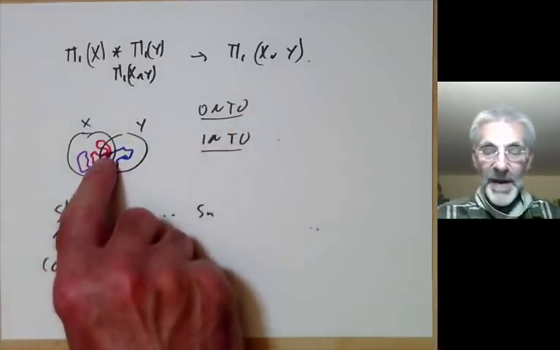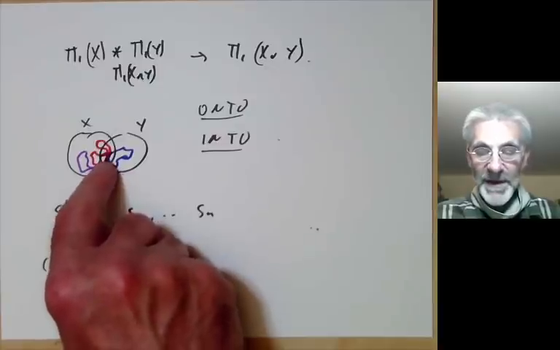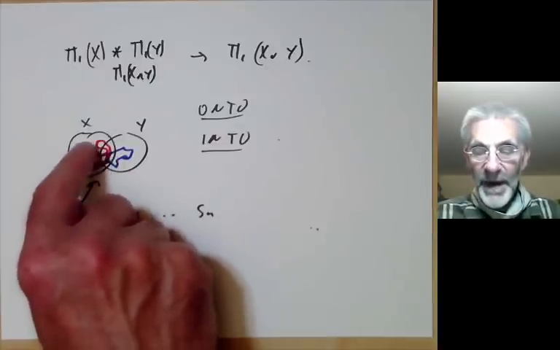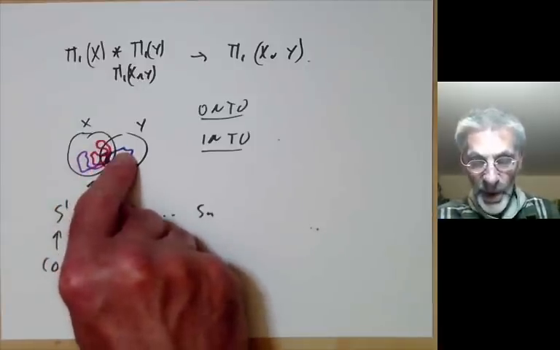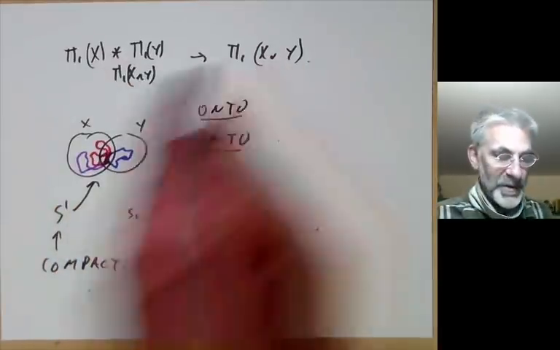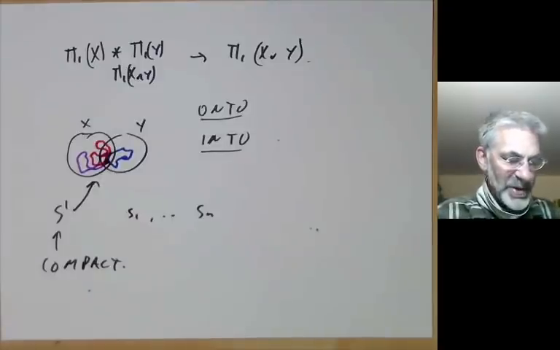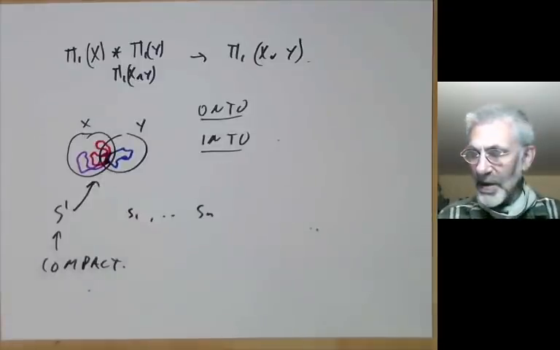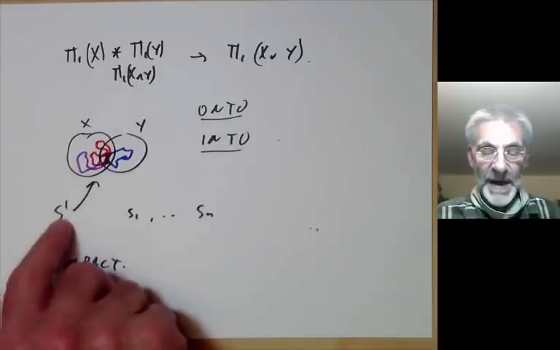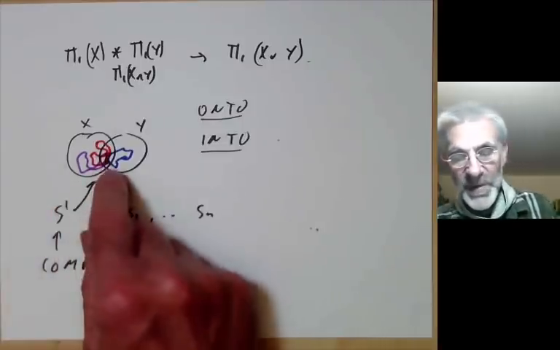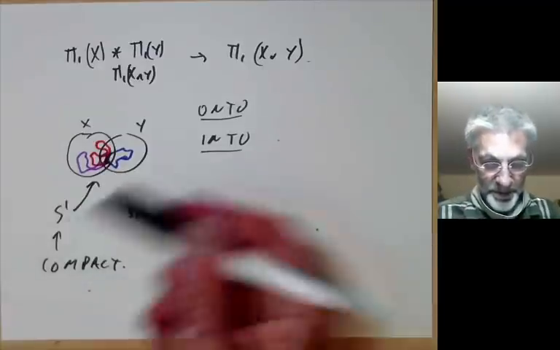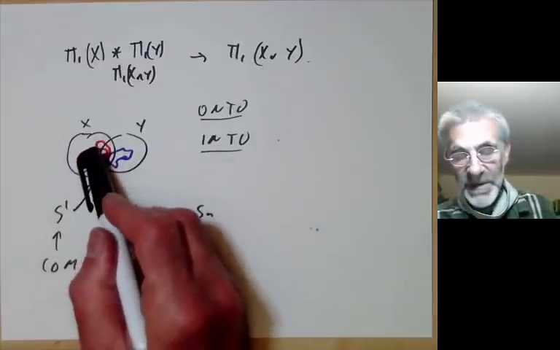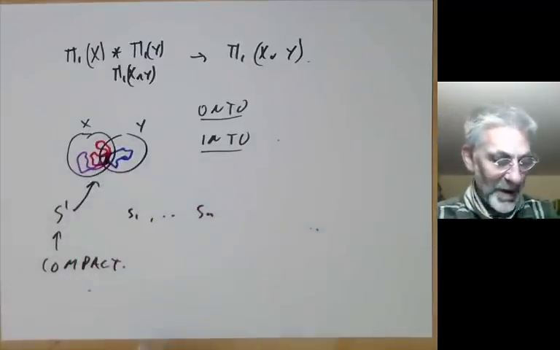So any path in here can then be represented as a product of a finite number of paths that are either all in x or all in y, and that's enough to show this map is onto. Showing it's into is a little bit trickier. You need to, instead of taking S1, take S1 times the unit interval and cover it with a finite number of open intervals, each of whose image lies in x and y, and then think rather hard about it.